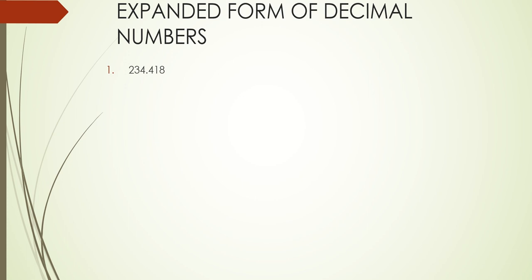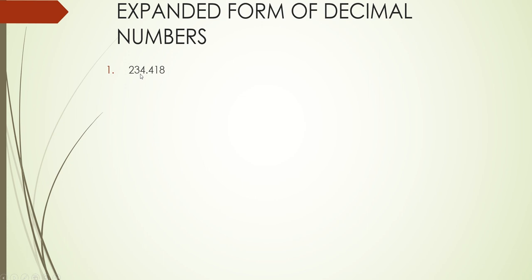Expanded form means you have to break this number according to its place value. All of you know about its place value. 4, this 4 is under which place? Under tenth place. 1 is under hundredth place. 8 is under thousandth place. And as I told you earlier in the last video, this number you will read collectively as 234.